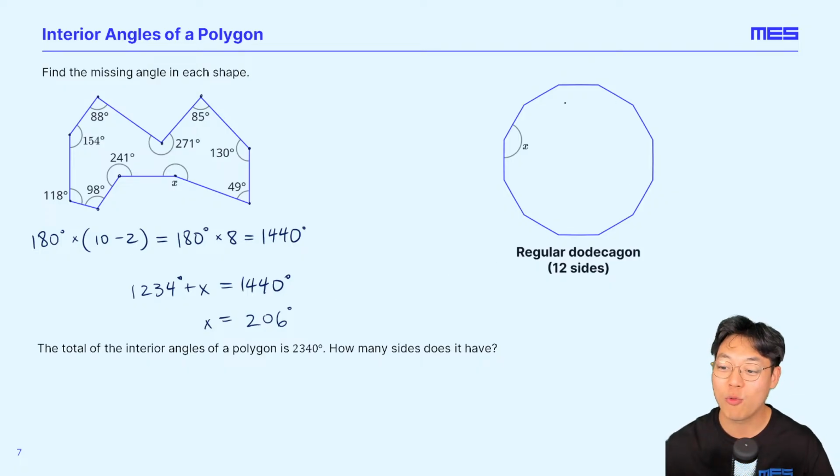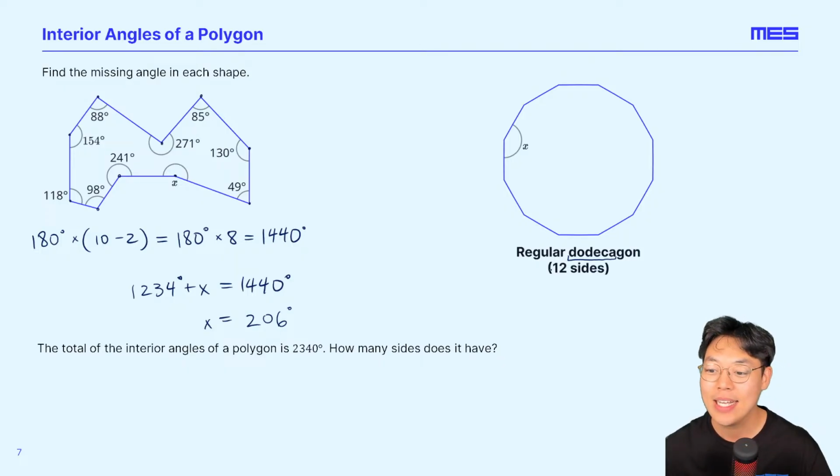Great, Daniel. We have a regular dodecagon next. And I'm telling you it's 12 sides. Dodeca means 12. Do for 2, deca for 10. Add the 2 and 10, get 12. Okay? 12 sides.